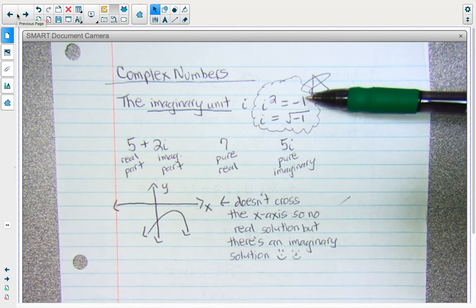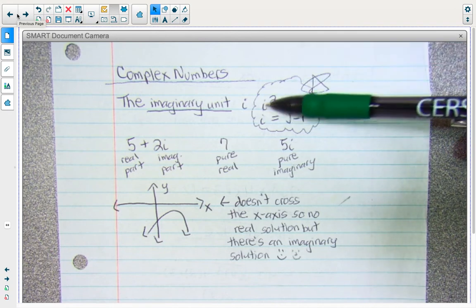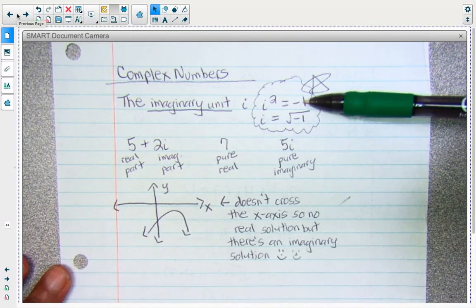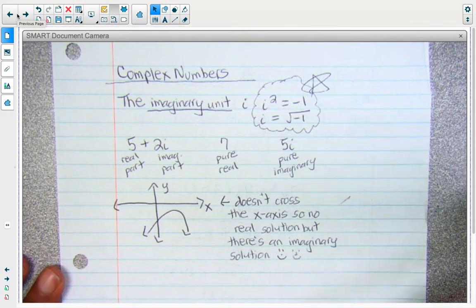Hopefully this is easy to remember because when you square a number, it always should give you a positive number. But i squared is the only one that, when you square it, is negative. So i squared equals -1, and i equals the square root of -1.